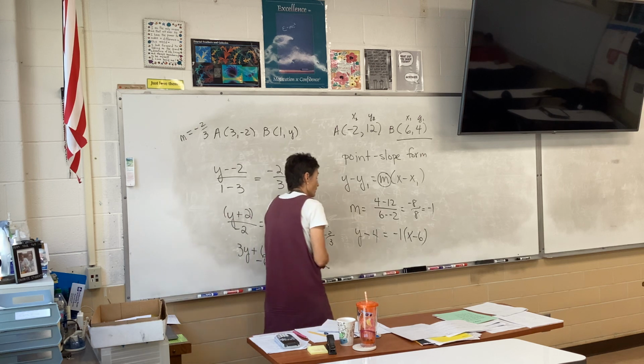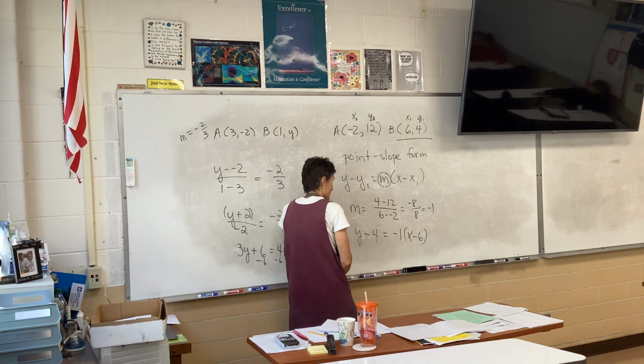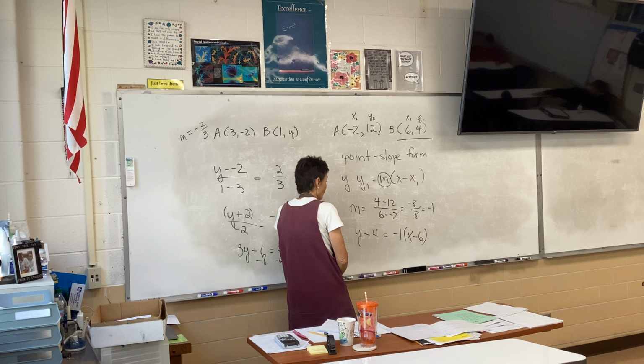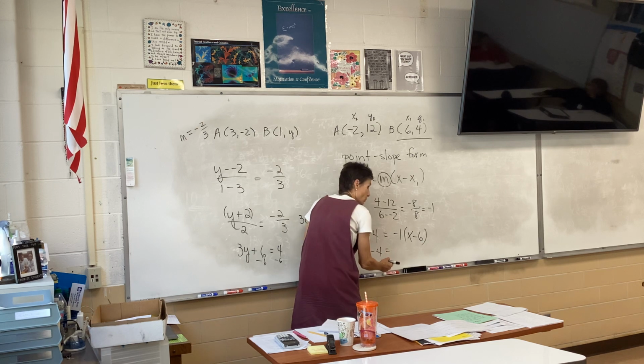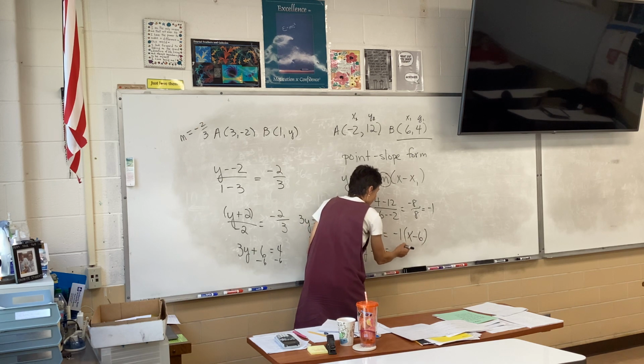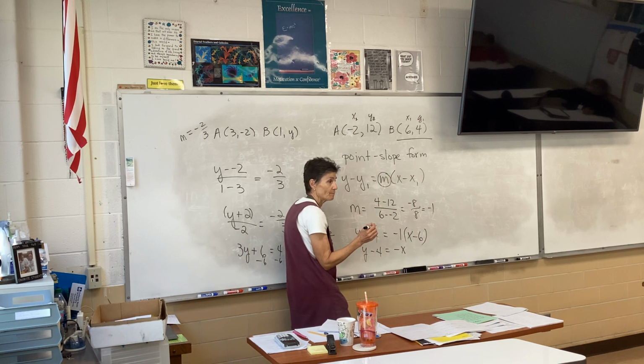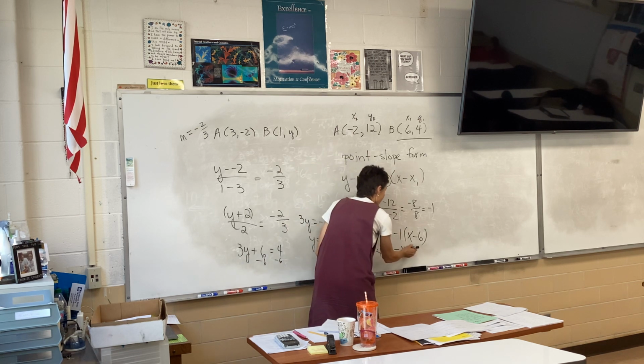All right, so here we go. What do you think I'm gonna do next? This is my setup, it's beautiful. What do you think I'm gonna do next? Distribute over here, so y minus 4 equals, okay, -x. Now you can write 1x if you want. -x plus 6.